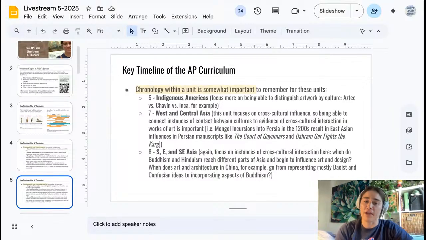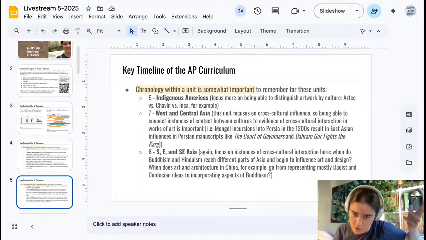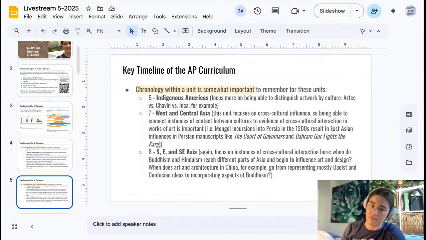For West and Central Asia, this unit focuses primarily on cross cultural influence, which makes sense because it is at the meeting place of Europe and Asia. Right. So being able to connect instances of contact between cultures to evidence of cross cultural interaction in works of art is going to be important.